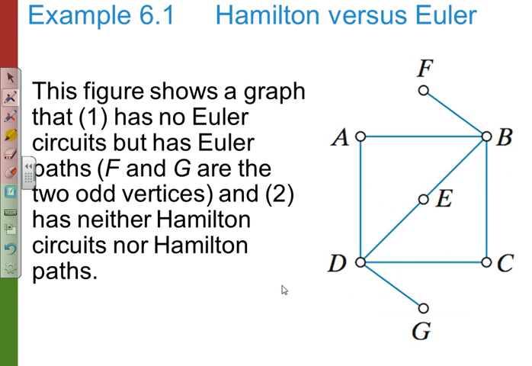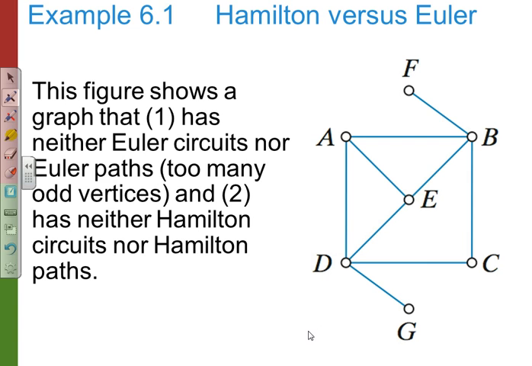I can't have a circuit because I'm truncated. Can I have a Hamilton path either? Well, I can have a Hamilton path, but I can't go through everything. The figure shows no Euler circuit, but it has an Euler path, and it has neither Hamilton circuits nor paths because I have to go through everything. I can't get there from here. I still don't have a Hamilton circuit because I still can't get back.